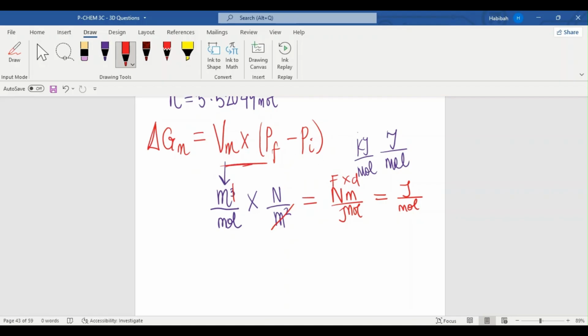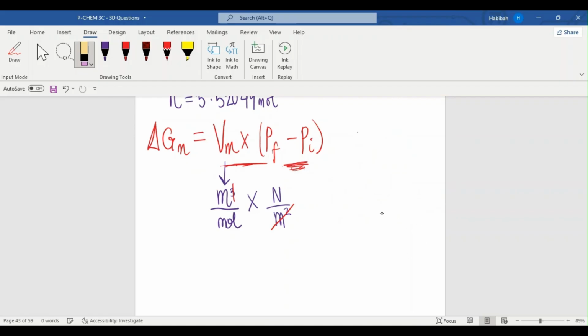So we're not going to be using any dm cubed, any atmospheres, any bars, or any mmHg, or any centimeter cube. We're going to have to convert from whatever we have to what we need in order for us to get our units for change in molar Gibbs energy to be in joule per mole. So this is how it's done. Anyways, that's the important information that you have.